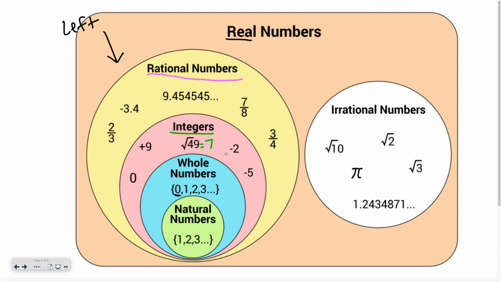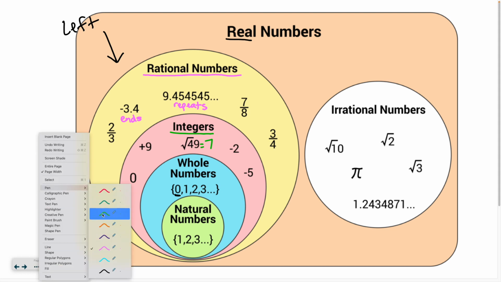Now, a rational number is anything that can be written as a fraction or as a decimal that repeats. So you can see like this one, the decimal portion repeats. It's 454545. Or ends. If a decimal ends, like this one, negative 3.4, it doesn't have anything after that. It's just negative 3.4. That is another example of a rational number.